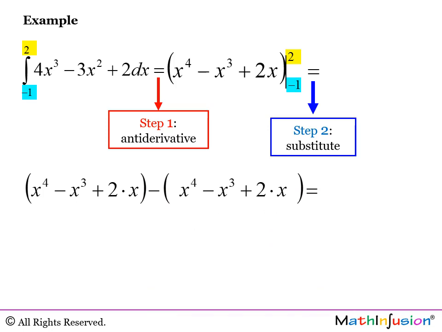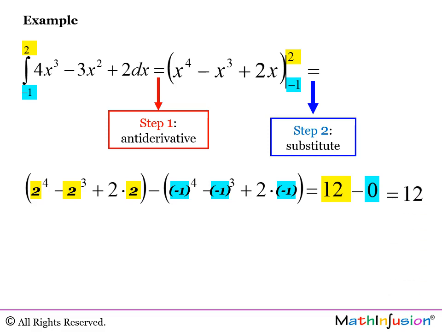In the first one, I have to substitute 2 for the x. In the second one, I'm going to substitute the x by -1. Don't forget the parentheses and the -1. From the first one I get 12, and from the second one I get 0. So the total here is 12.